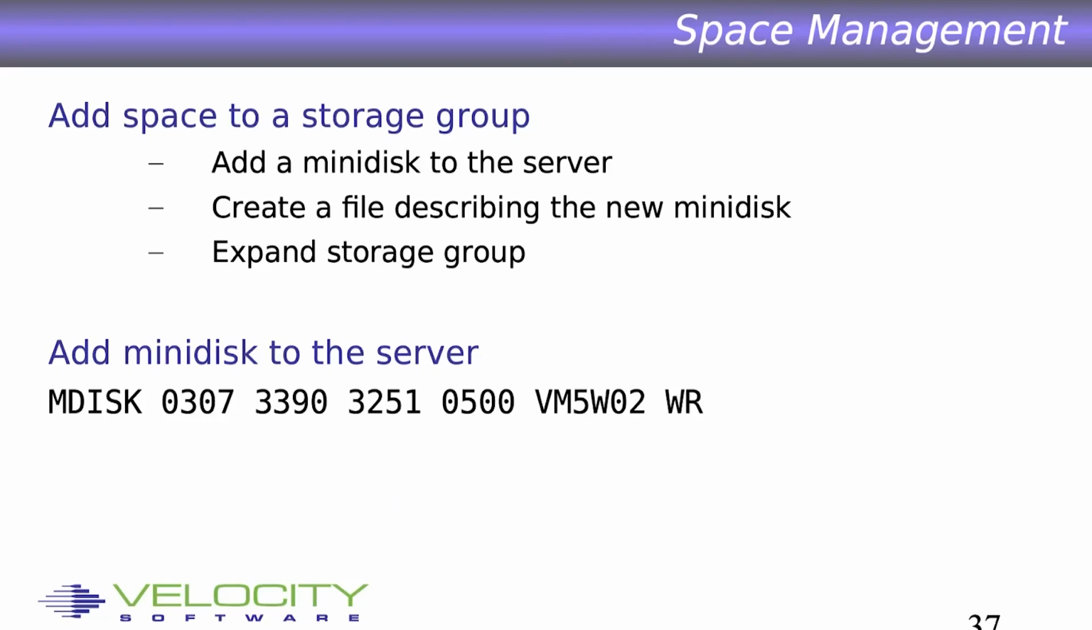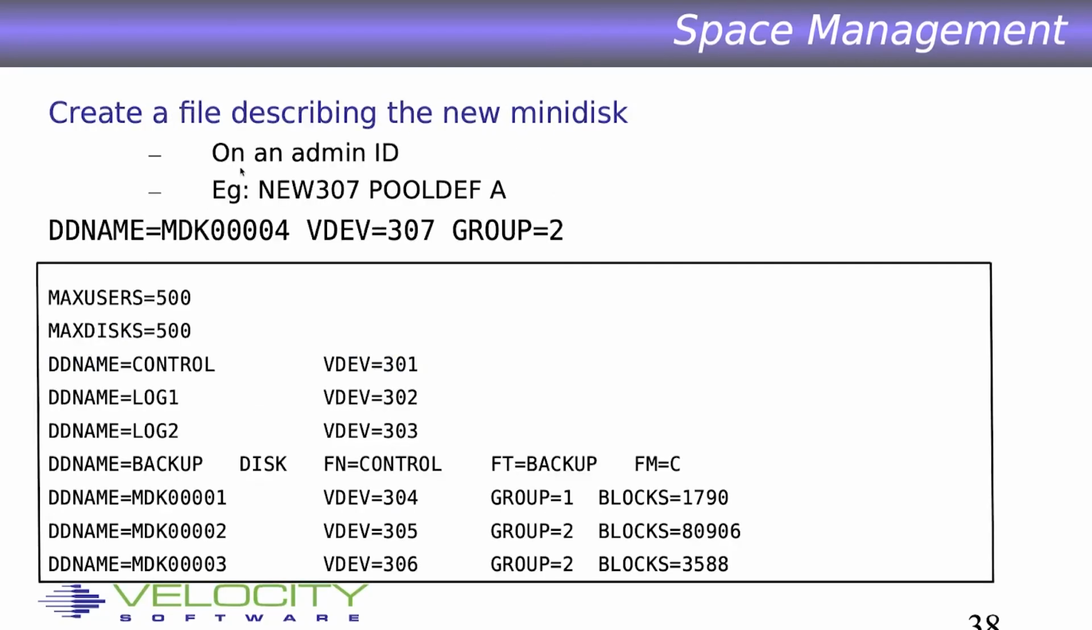Adding a minidisk to the server is typically what you would do to add space to any other virtual machine. So we add this minidisk, we're going to call it 307, and in this case it's 500 cylinders. So we're going to add 500 cylinders of space to the file pool. That's the ultimate goal here. So that's what this MDISK statement provides for.